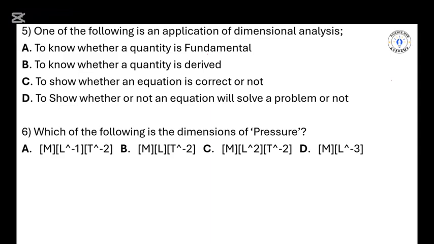Question 5 says, one of the following is an application of dimensional analysis. Dimensional analysis has two basic applications. One is to check the correctness of an equation. If you see an equation, for example, v equals u plus at, if the terms v, u, and at have the same dimensions, then the equation is dimensionally correct. So we use dimensional analysis to check whether equations are correct. We also use it to derive equations if you know the conditions of dependence.